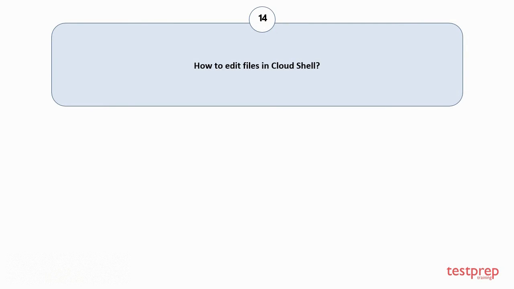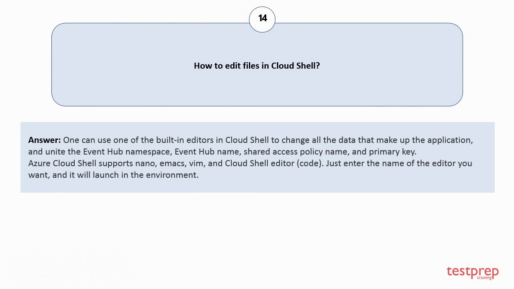Question number 14. How to edit files in Cloud Shell? Your answer is: one can use one of the built-in editors in Cloud Shell to change all the data that make up the application, and update the Event Hub namespace, Event Hub name, shared access policy name, and primary key. Azure Cloud Shell supports Nano, Emacs, Vim, and Cloud Shell Editor. Just enter the name of the editor you want, and it will launch in the environment.